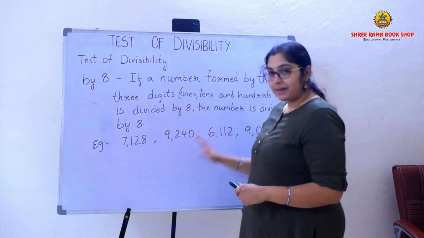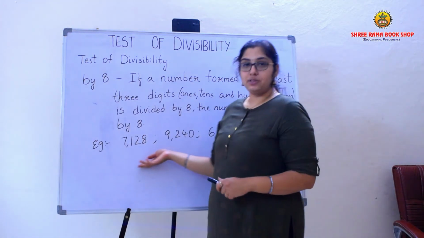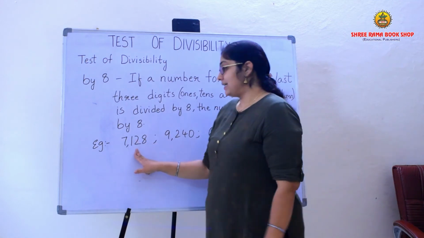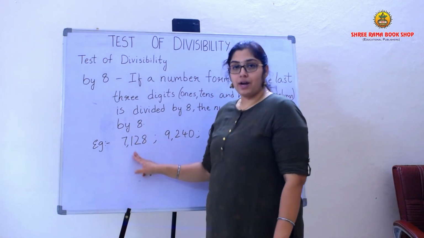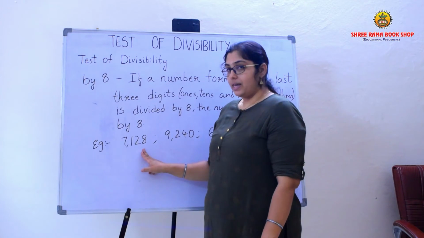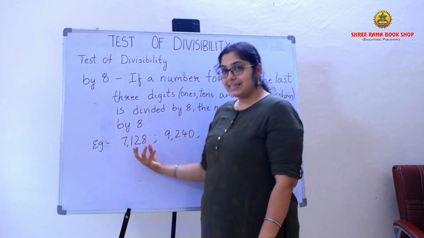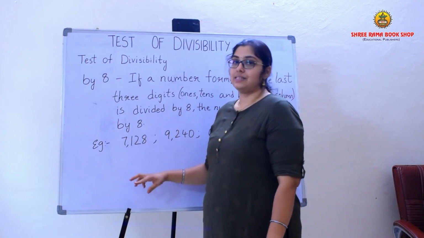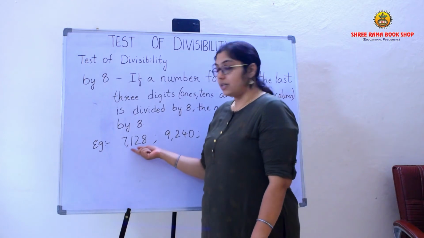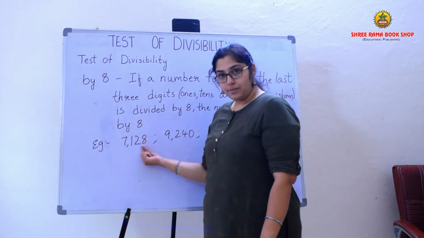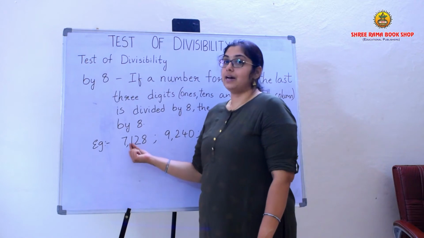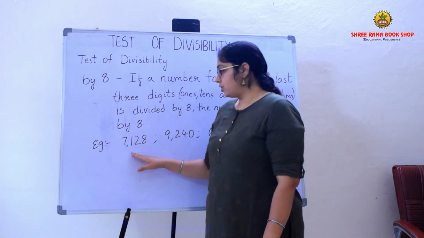To have a better understanding, I have taken some examples on the board. We'll have a look. The first example is 7128. We can see that in the last 3 digits, I have 1, 2 and 8. In the ones column it is 8, in the tens column it is 2 and in the hundreds column it is 1.